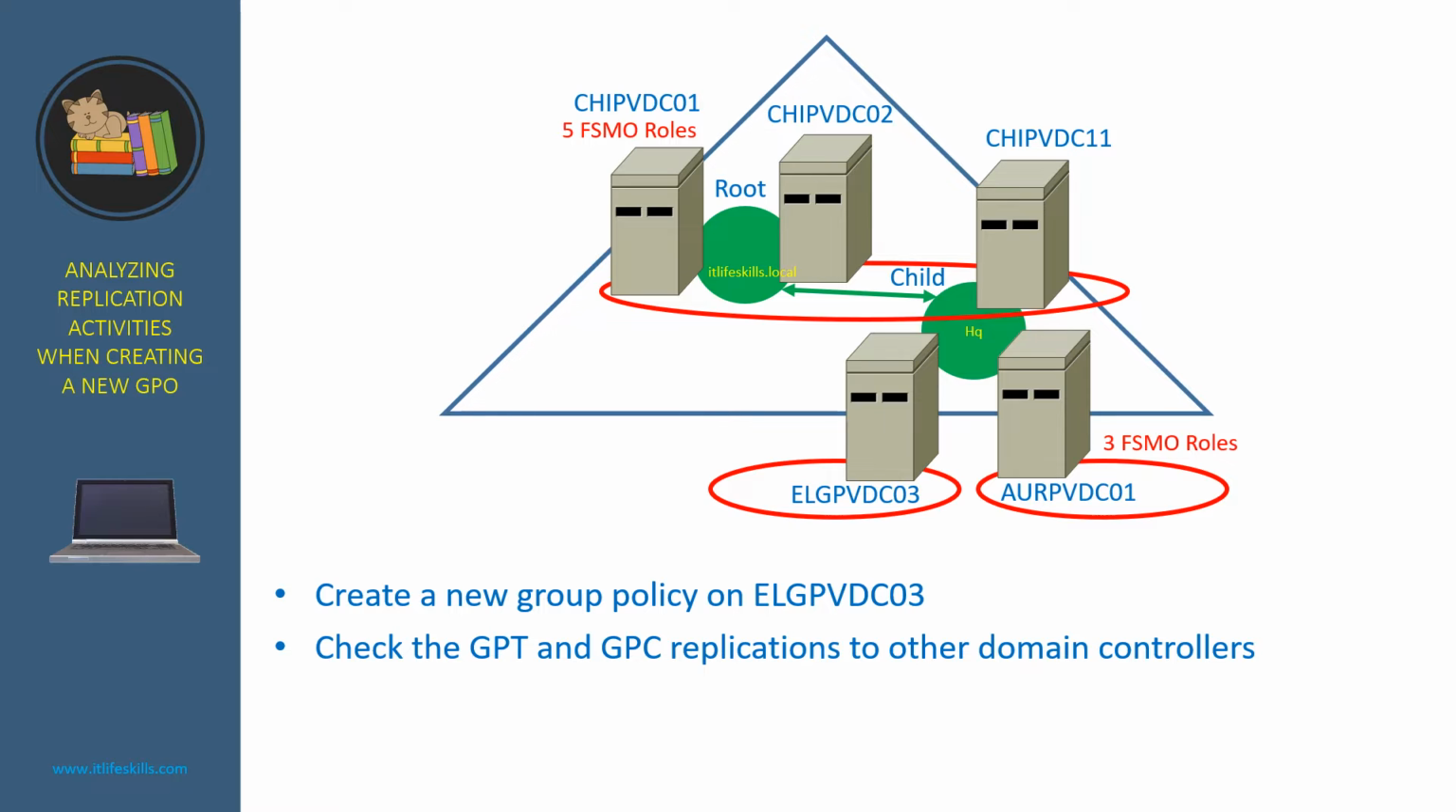Let's analyze replication activity when creating a new group policy object on LHPVDC03. After the group policy object is created, we will check the group policy template and the group policy container replication from LHPVDC03 to GPVDC11 and OPVDC01.